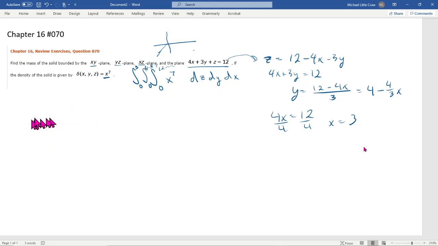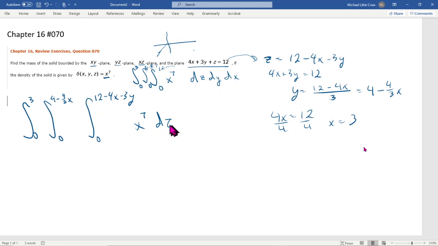Okay, so let's go ahead and set it up with some more space. 0 to 3, 0 to 4 minus 4/3 x, and 0 to 12 minus 4x minus 3y. So that's our boundaries. X to the 7th, dz, dy, dx.